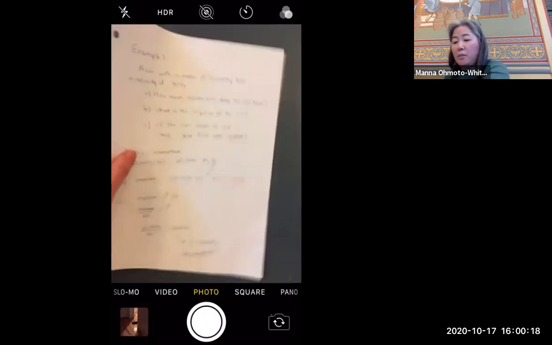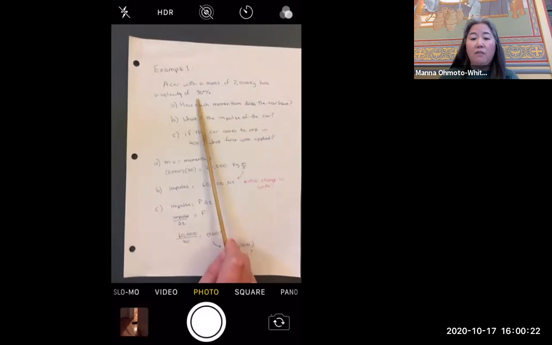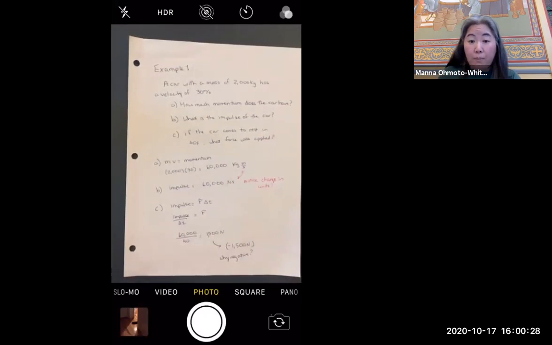So how do we use this? In our first example, we have a car that has a mass of 2,000 kilograms and a velocity of 30 meters per second. Our first question is, how much momentum does the car have right now? What is the impulse of that car? Then, if I'm trying to change that momentum, how much force is going to be needed?